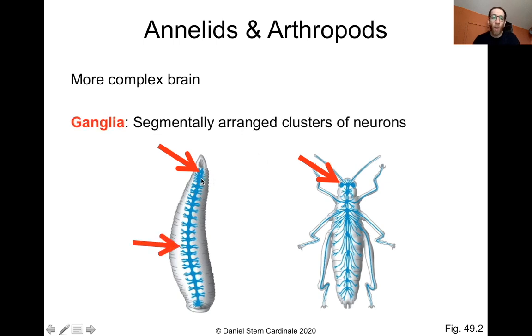These organisms also have nerve cords that run longitudinally through the body. And along those nerve cords, we see ganglia, which are just clusters of neurons that are found in segments. This is really important considering the morphology of these organisms, because both the annelids and the arthropods have clear segmentation as adults. So these ganglia are basically neurons that radiate outwards from the nerve cord into each of the segments of the body. So basically, each body segment is associated with a ganglion.